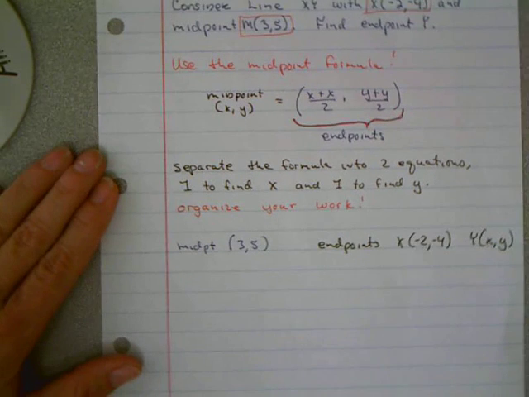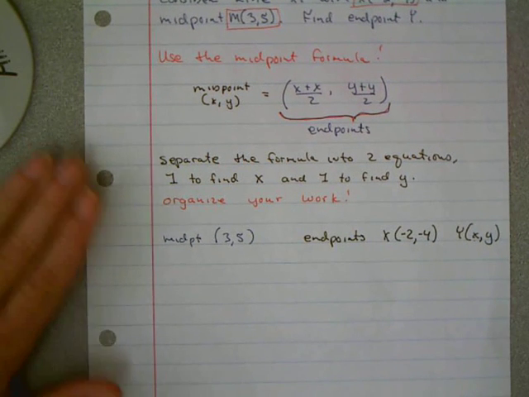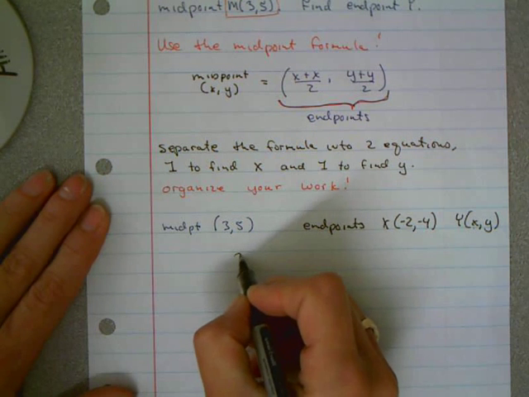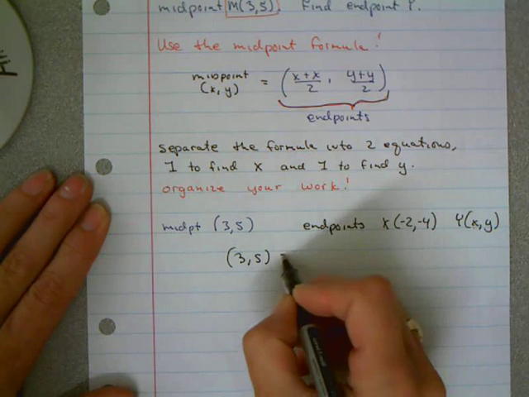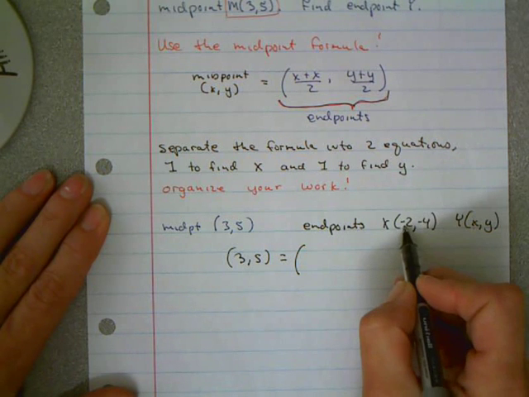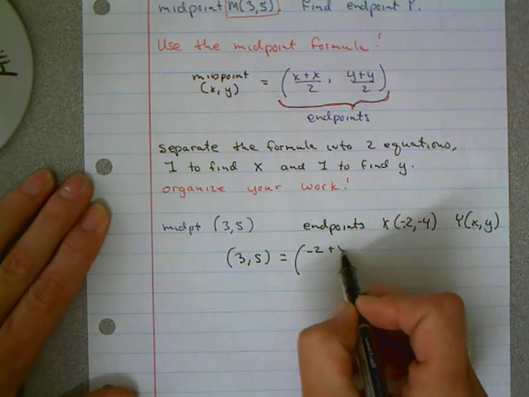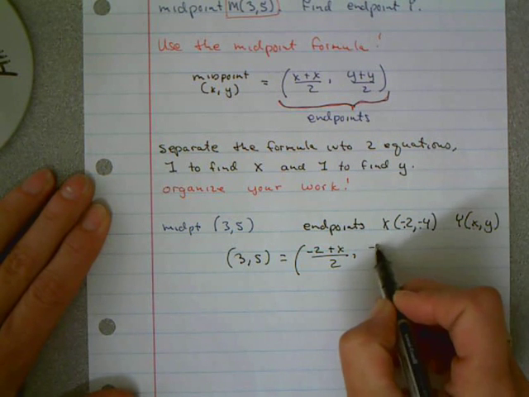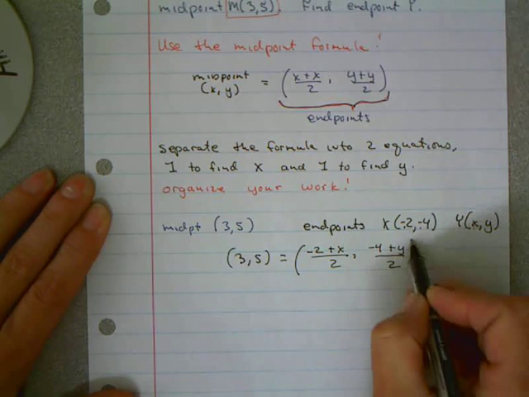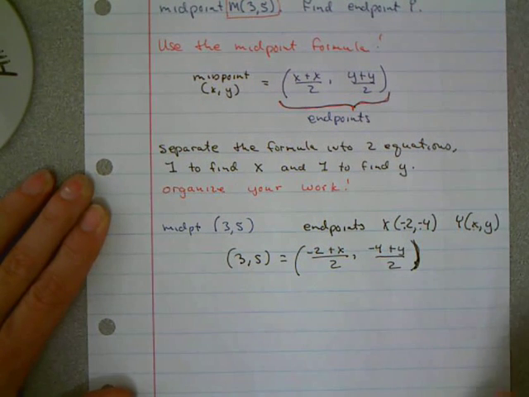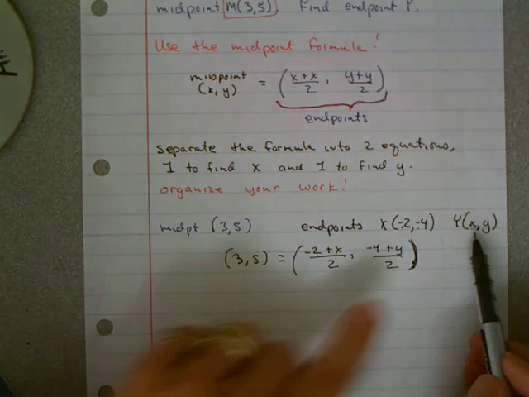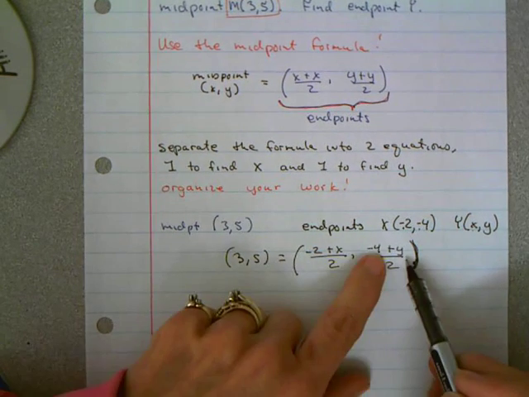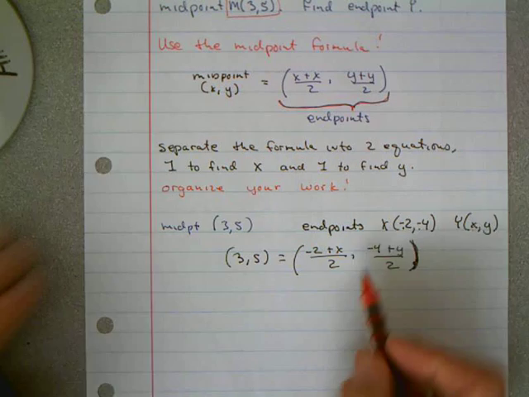Okay? So if I then write this in my midpoint formula, I'm going to end up with (3, 5) equals (-2 plus x) divided by 2 and (-4 plus y) divided by 2. That order is so important. Be very careful that you get your x's over here and your y coordinates over here.